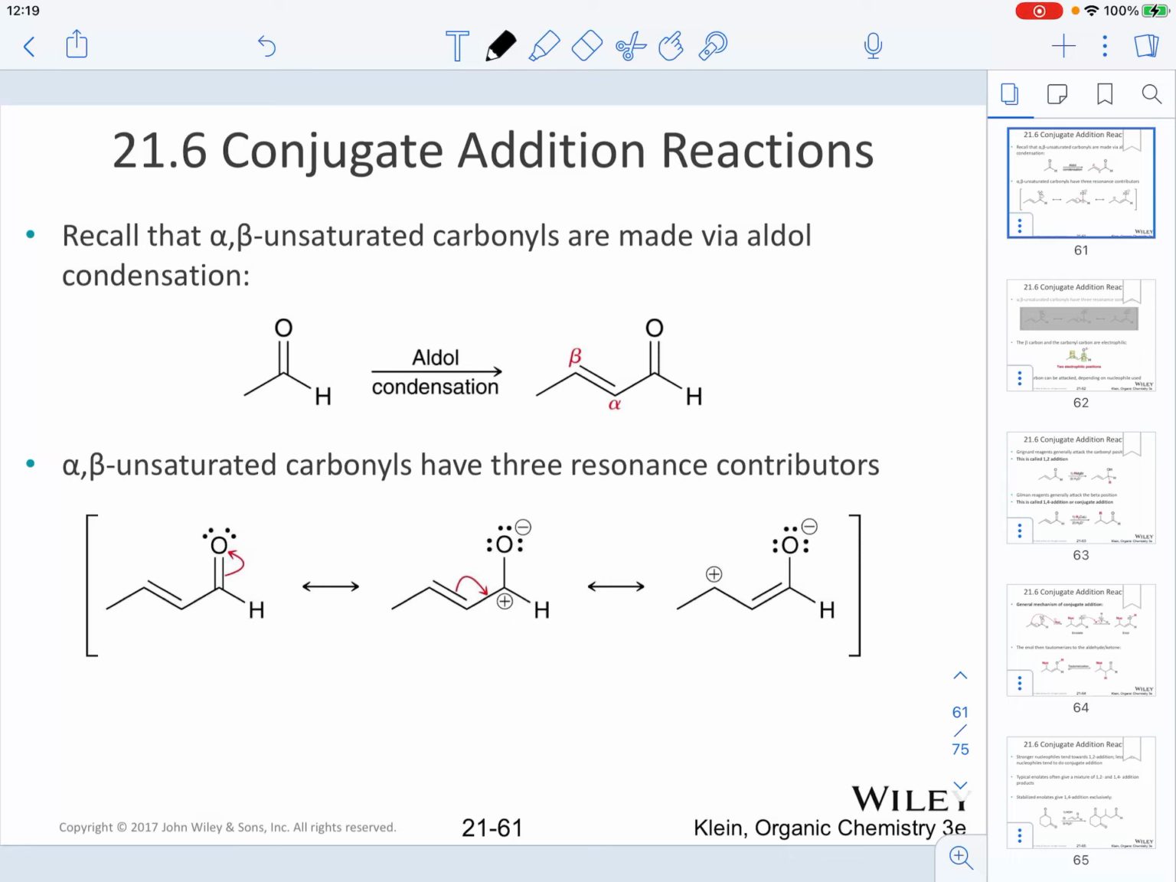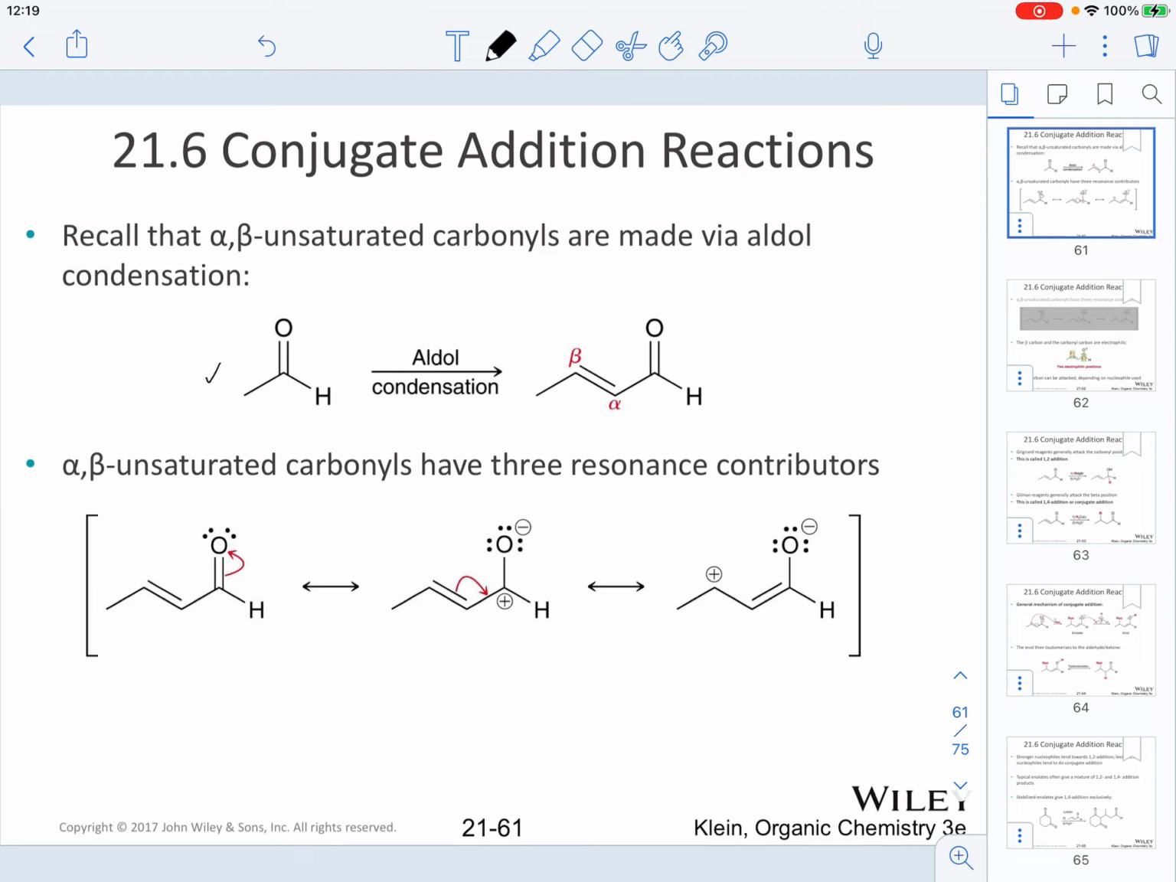In this video, we are going to be finishing up the topics for chapter 21. We are first going to discuss the concept of conjugated addition reactions. As you can see, in the beginning of this chapter, we learned about alpha-beta unsaturated carbonyls that are made via aldol condensations.